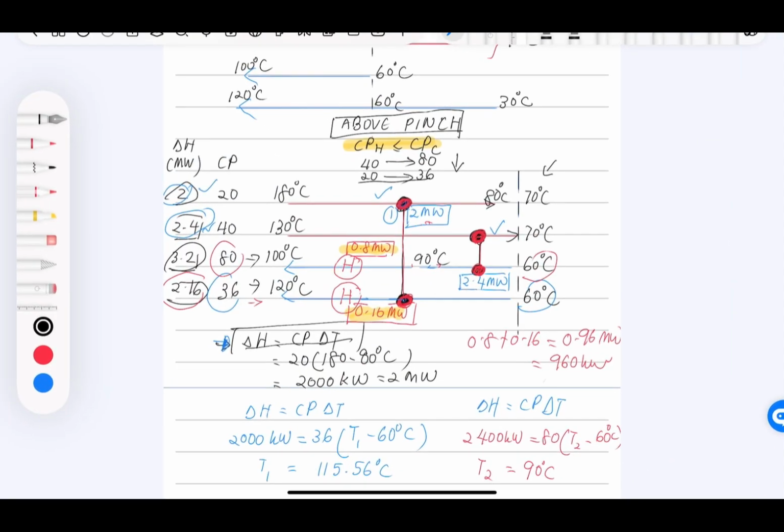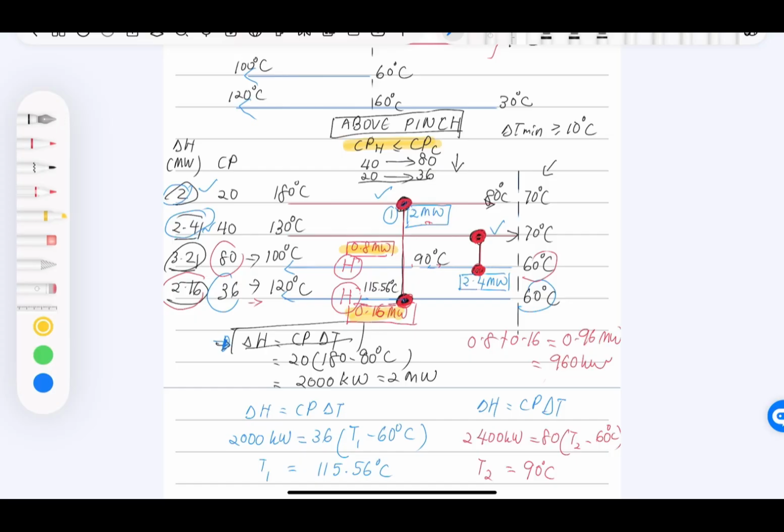So T1 will be equal to 115.56 degrees C. Okay, now we have done with the region above pinch, but if you want to check delta T mean, it must be greater or less than 10. Okay, 10 degrees. So we're going to check one by one.